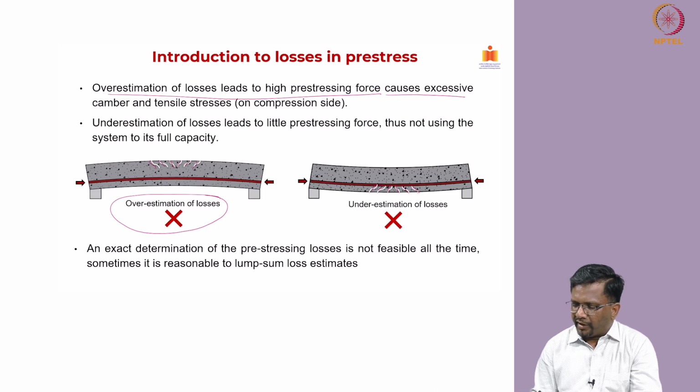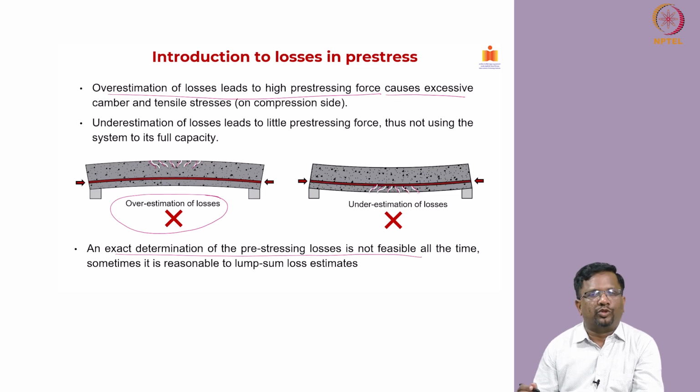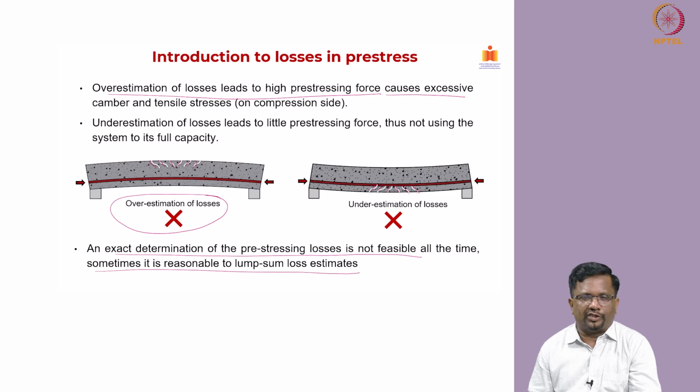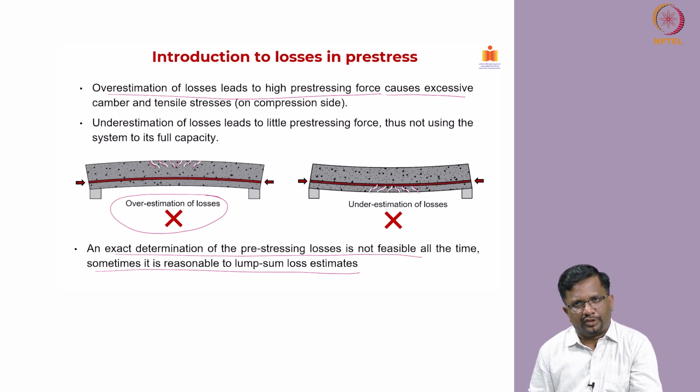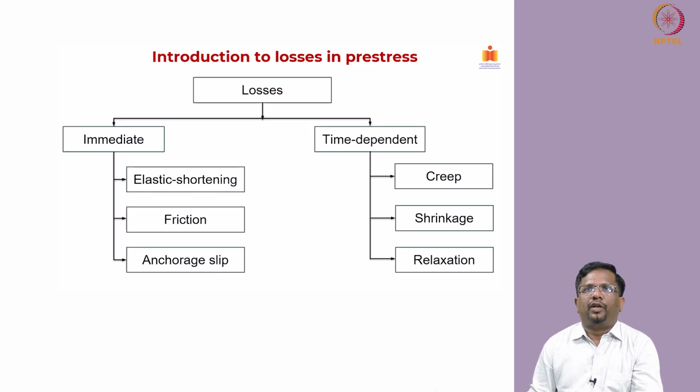In fact, an exact determination of the pre-stressing loss is not feasible all the time. Most of the time in design applications, we will assume a lump sum loss estimate. So, what is the meaning of lump sum loss? That we will discuss in the coming slides. The point we are trying to make here is, there are multiple factors that will influence the pre-stressing loss, so exact determination of pre-stressing loss will be difficult. We need to keep that fact in mind while we account for the losses. Now, let us move on.